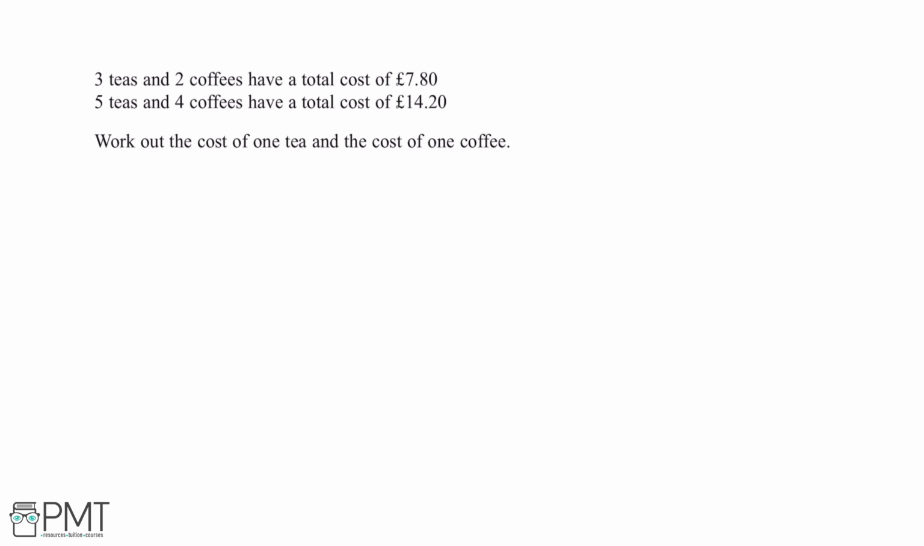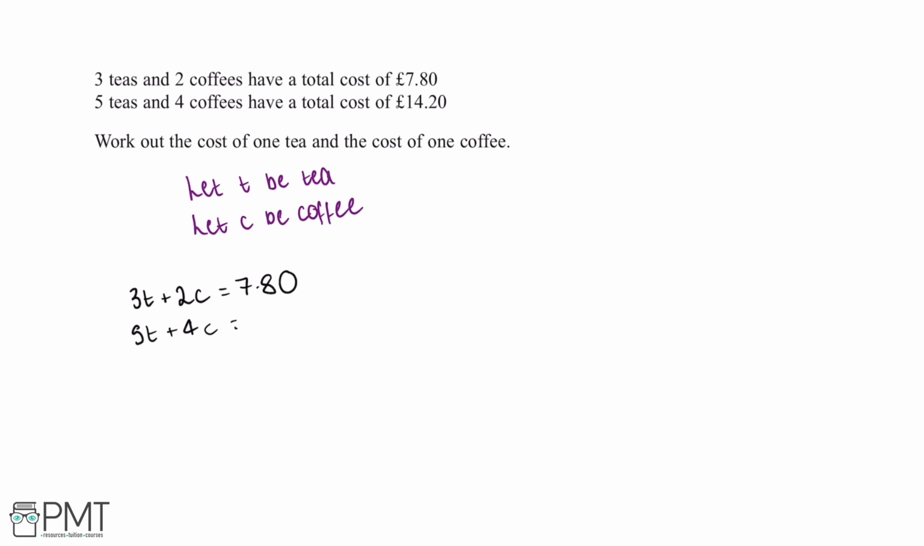So what we need to do for this question is form 2 equations from these 2 statements. In order to do this, we can let T be equal to tea and let C be equal to coffee. Now the next thing we need to do is form an equation. So 3 teas and 2 coffees are equal to £7.80, so 3t plus 2c is equal to £7.80. And then 5 teas plus 4 coffees is equal to £14.20. Now this is where your first mark will come from.